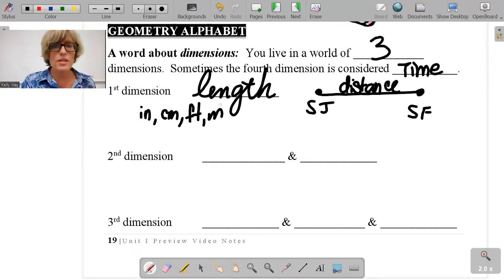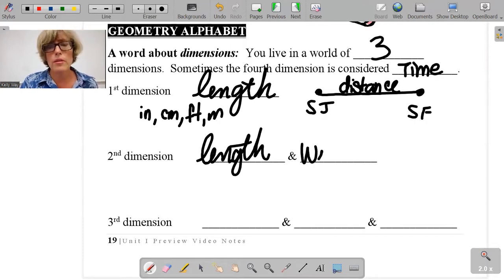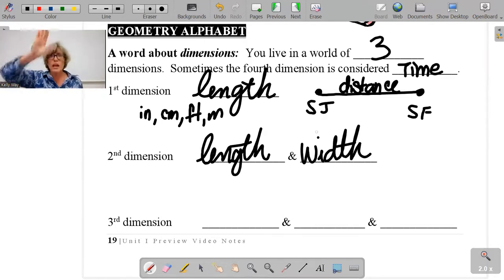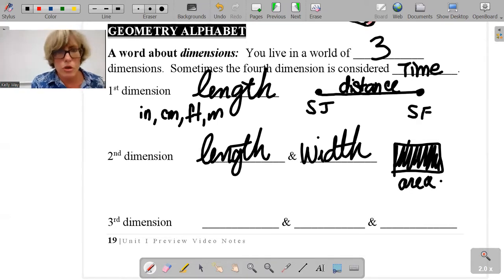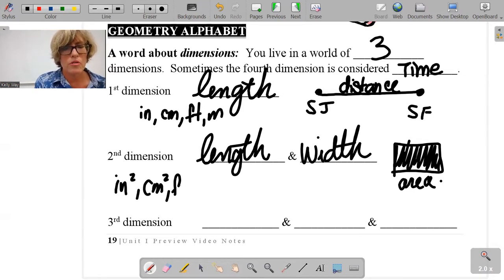The second dimension is things that have length and width. So if you were painting a wall, that would be 2 dimensions, length and width. Think of, if you were painting a wall, just kind of scribbling a wall there, that is the concept of area. And for 2 dimensions, we use inches squared, centimeters squared, feet squared, meters squared.